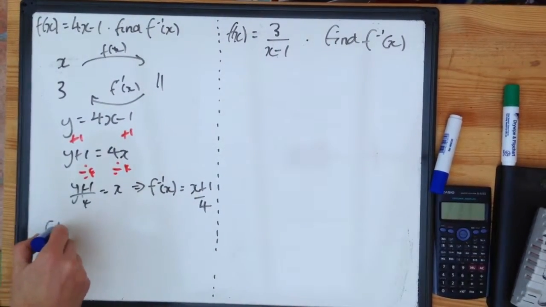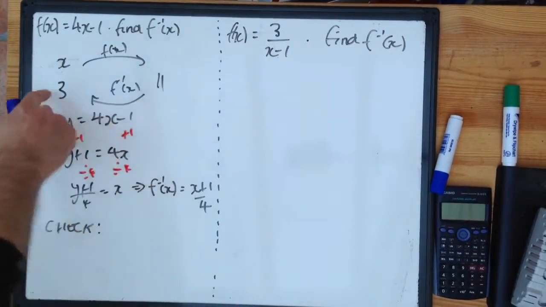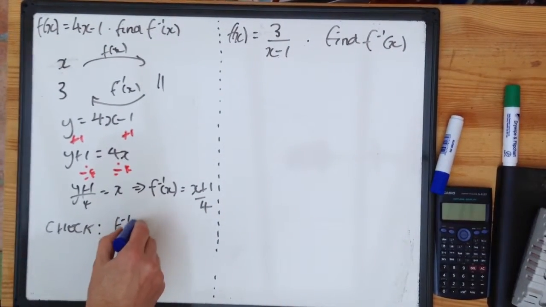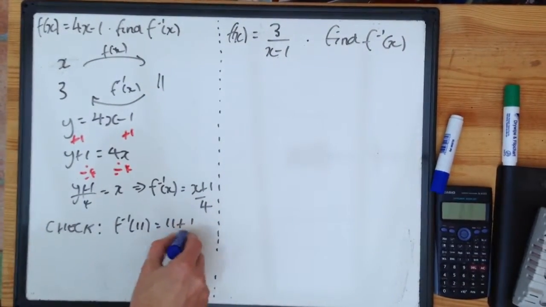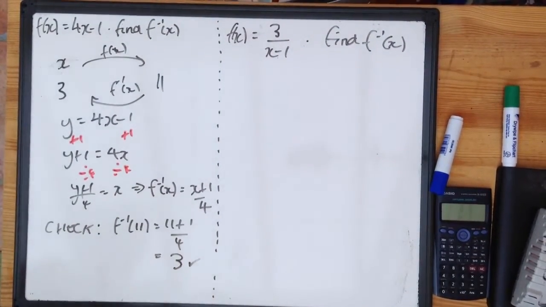And we can check that. The value that I've chosen there was 3, which gave us 11, so 11 should take us back to 3. So let's swap 11 into this function. So f to the minus 1 of 11 is (11 add 1) divided by 4, which is 12 divided by 4, which is 3. So it works.